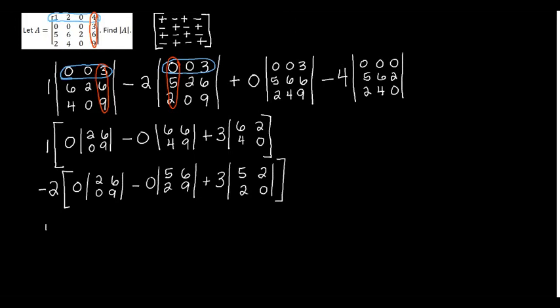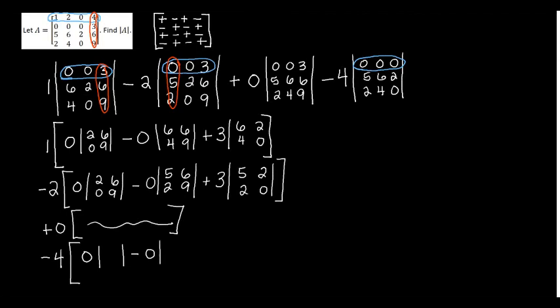Now for this third term, since I have a plus 0, it doesn't matter what it reduces down to. It'll still always be 0 because the leading coefficient is 0. So I can skip that one. Then I have minus 4 times. Now here's something else. If I use this top row of all zeros, then each of our leading coefficients are 0, and that entire inside bracket will be 0.